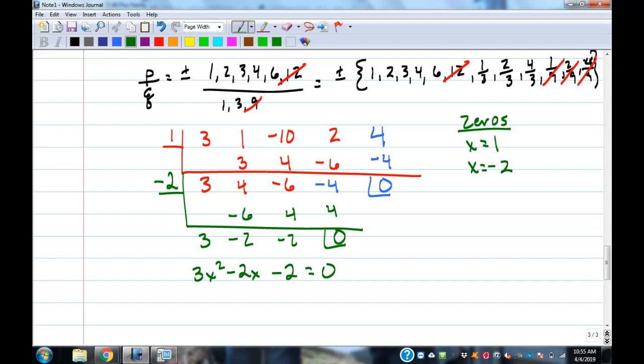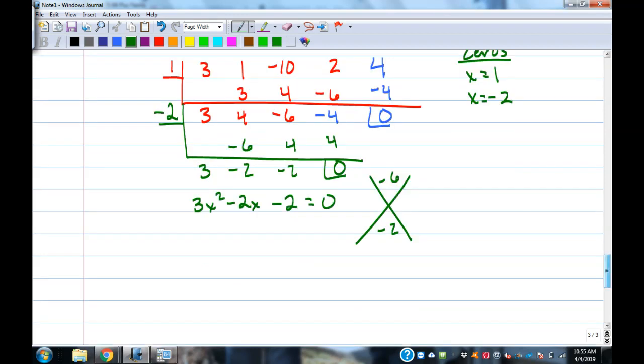Can I try to factor that? Yeah, multiply to -6 and add to be -2. There's nothing that does that. So I've got to use the quadratic formula now because that factoring did not work. Okay, so quadratic formula, you guys remember that?